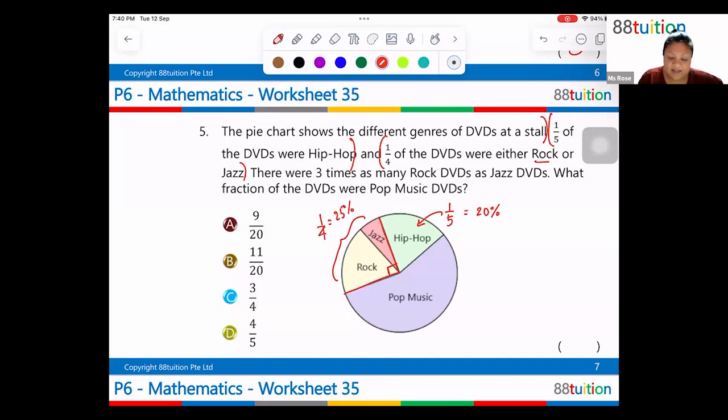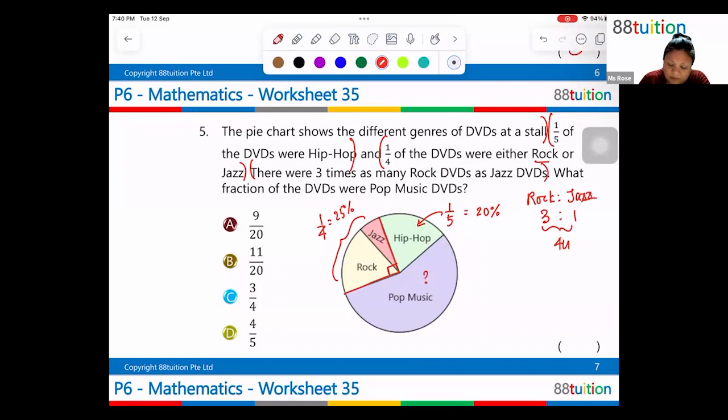Okay, now, and then they tell us that there were 3 times as many rock DVDs as jazz. So between rock and jazz, the ratio is 3:1. Rock and jazz total 4 units, right? Okay, so 4 units.